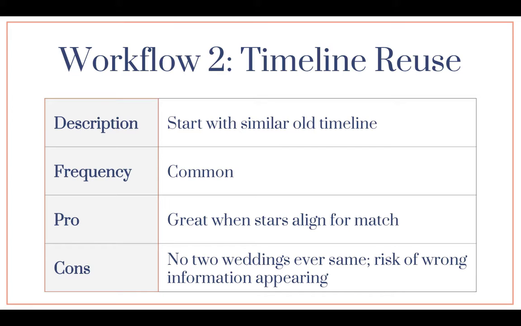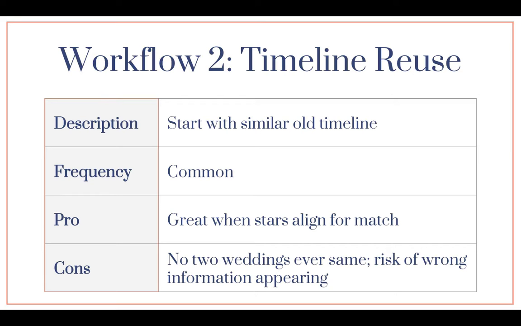In other words, if I have a wedding that's a Jewish ceremony happening at 5:30 at such a venue, I'm going to try to find an old timeline that was a Jewish 5:30 ceremony at that venue. And if they can match enough of these sort of attributes, well, a lot of the work is done. But the problem is every wedding is ultimately very unique, and it's very hard to get the stars to align such that you actually have an old timeline that's perfect for an upcoming event.